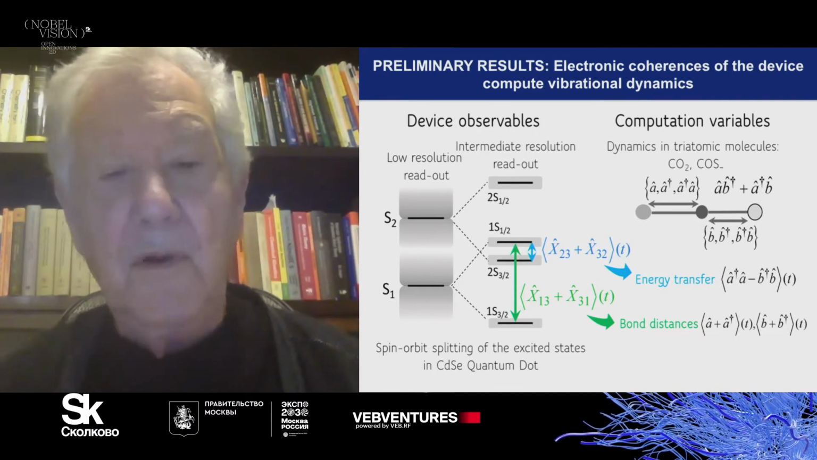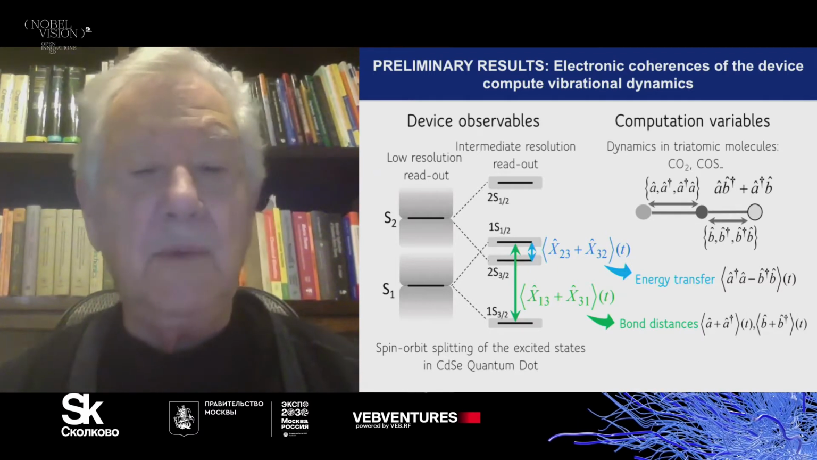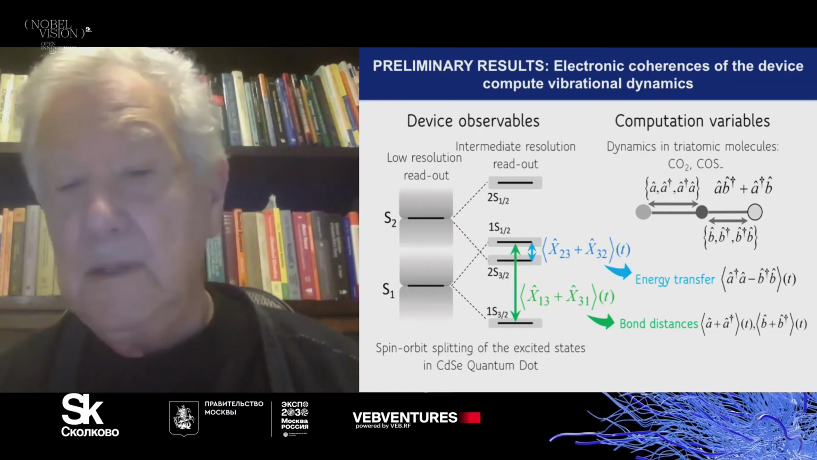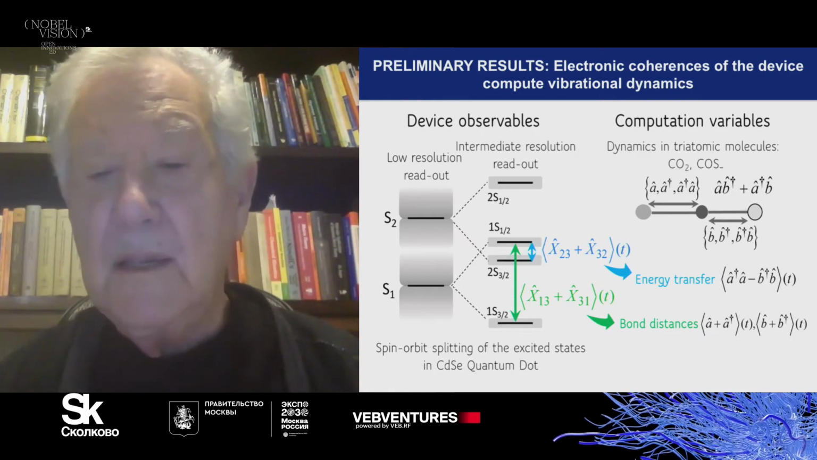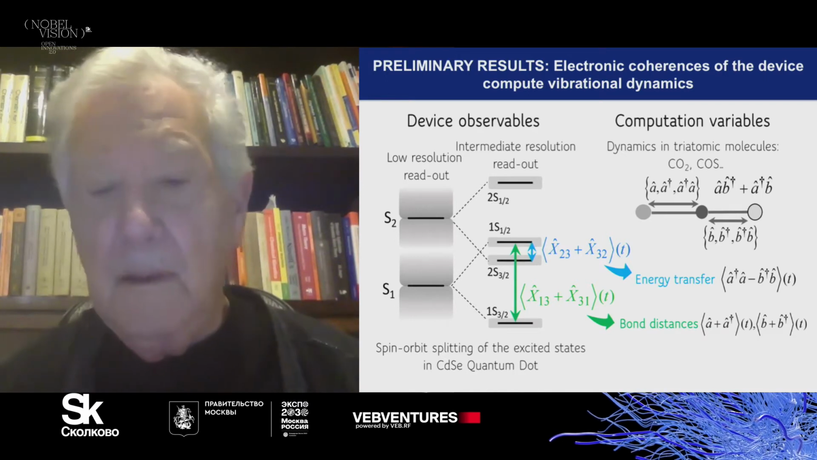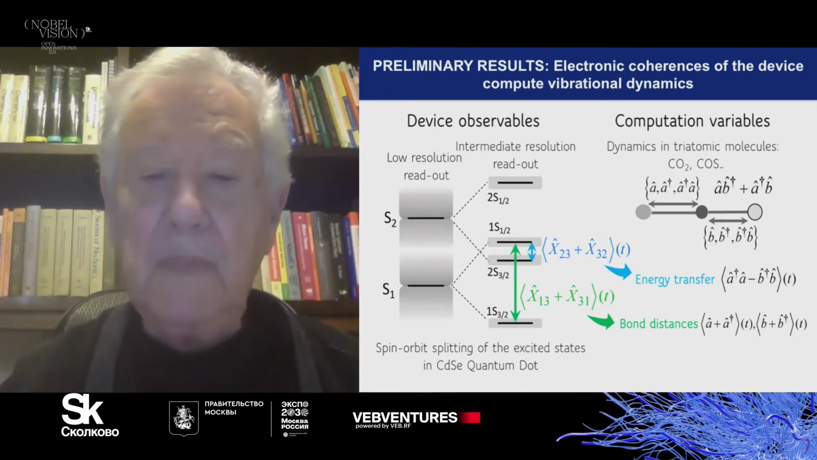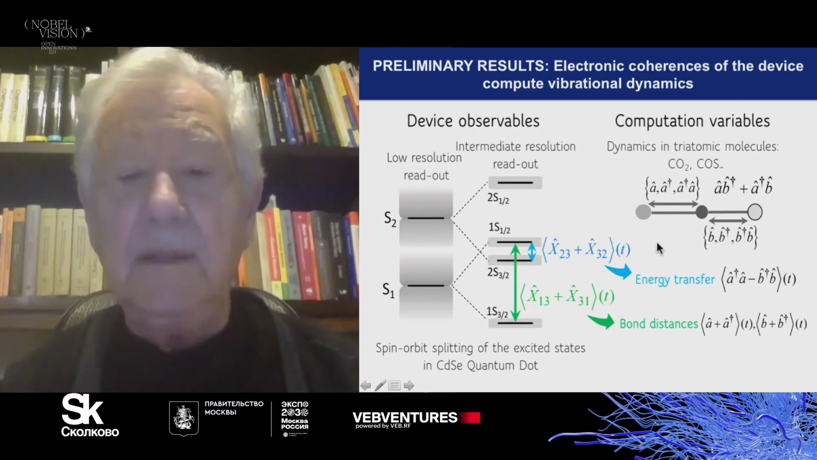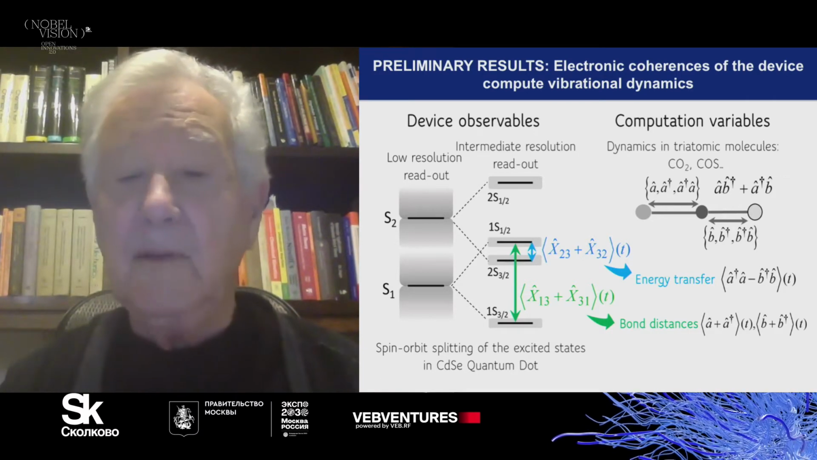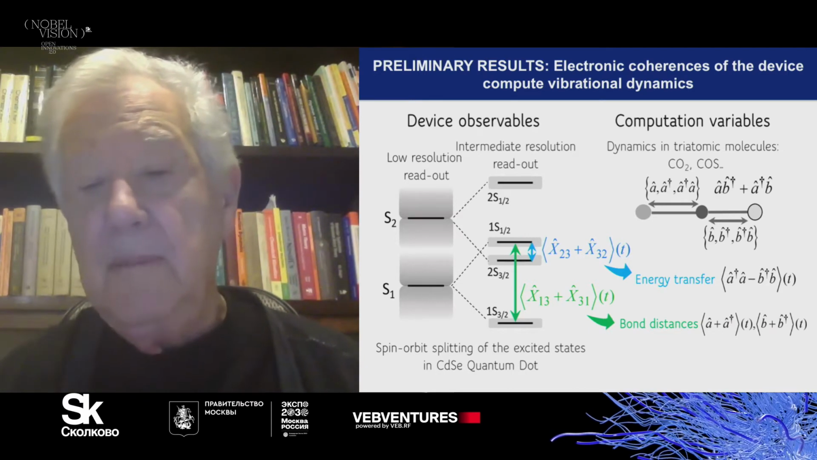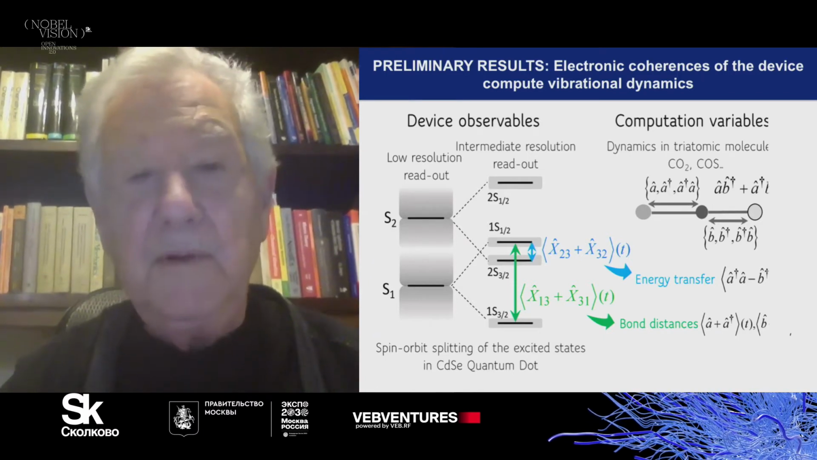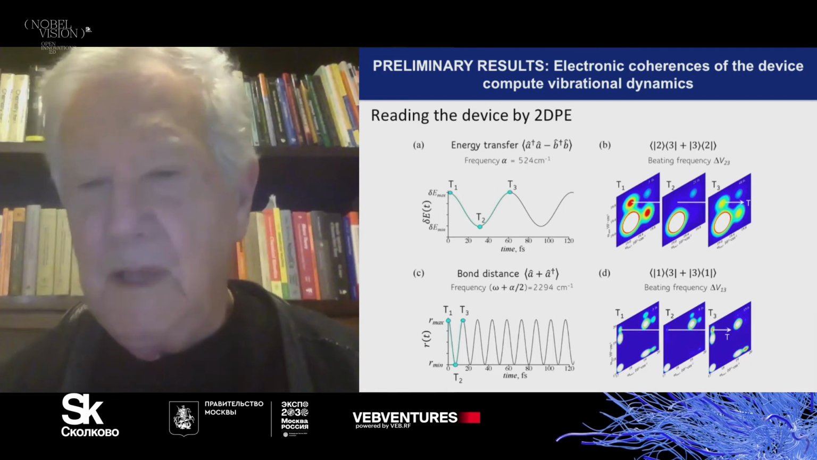So it's one set of coherence, and the other coherence between the lowest state of S2 and the highest state of S1 gives me another coherence, which, because the spacing is shorter, will be slower. The variables that I'm going to read in this manner are the energy transfer between the two bonds of a triatomic molecule, and also the bond distance, a purely quantum output. And here is actually what I can do.